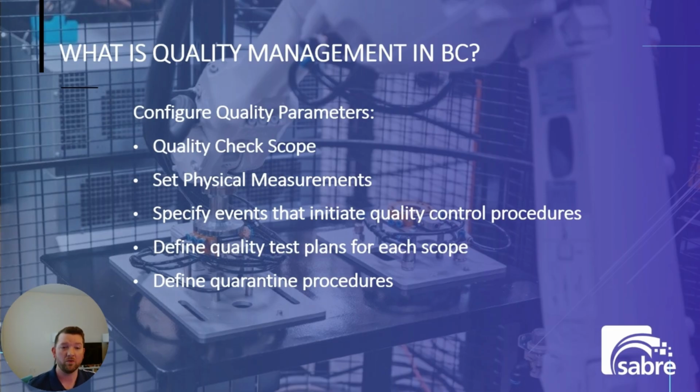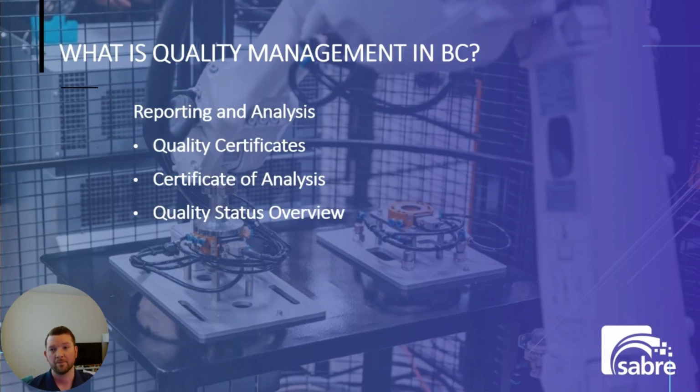We're also going to go over the quality test plans. So we're going to define that quality test plan for each of those scopes, include those triggers and those testing parameters. Then finally, we're going to go over those different quarantine procedures that you can use. There's also some reporting included, like your quality certificates, your certificate of analysis, and just that overall quality status overview for those items or whatever you're performing those inspections on.